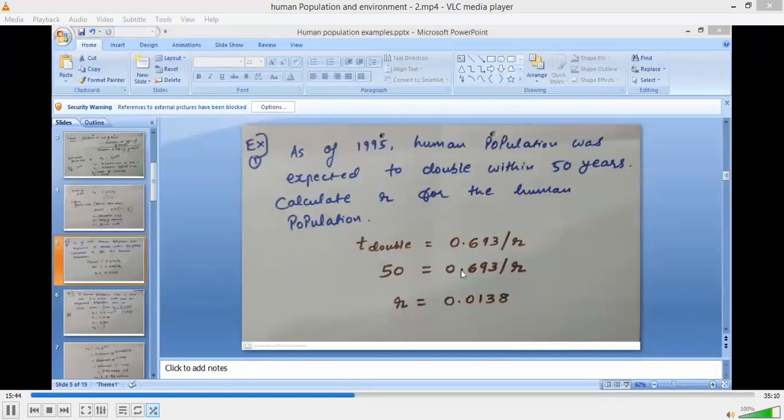So 50 equals 0.693 divided by r. When I isolate r on one side, I have to do the calculation of the remaining terms, that is 0.693 divided by 50. It will give me 0.0138. This is the value for r. If I am representing it in decimal form, it is okay. But if I want to mention it as a percentage, then I have to multiply it by 100 and introduce the percentage sign. So quickly note down.